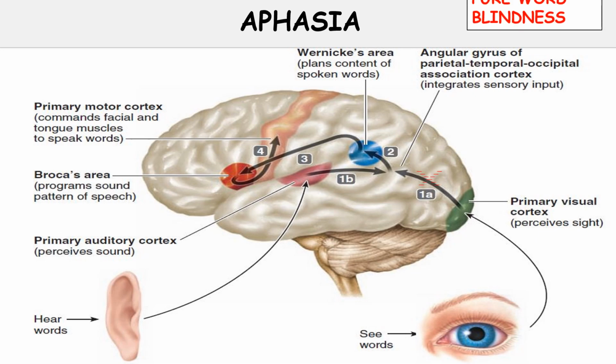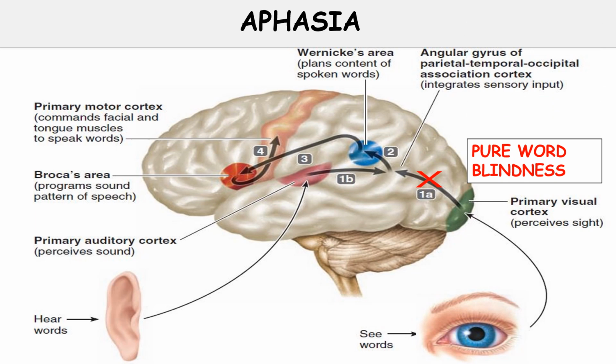types of aphasia are, depending on the site of lesion. The first one is pure word blindness. It is the inability to recognize the meaning of written or printed words. The patient will be unable to read or copy it into writing, but otherwise the speech is not disturbed. This happens when the connection between the visual cortex and the arcuate gyrus is damaged. That is pure word blindness.